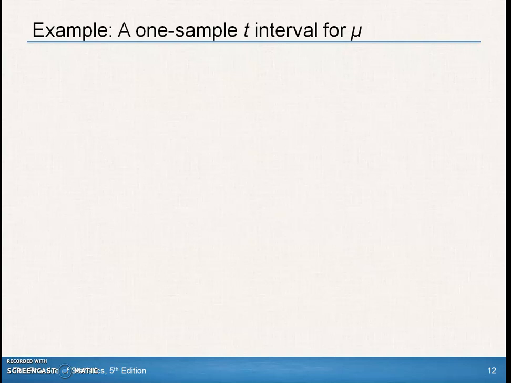So before we do this example, we'll need to go to the next recording. So I'm going to close this part out and we'll start another part.